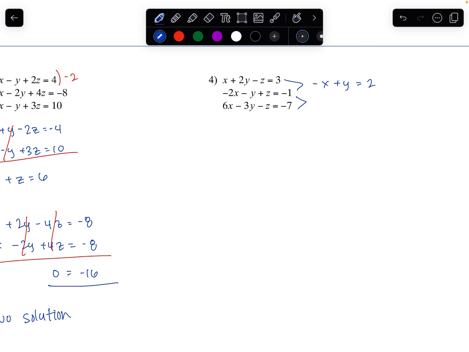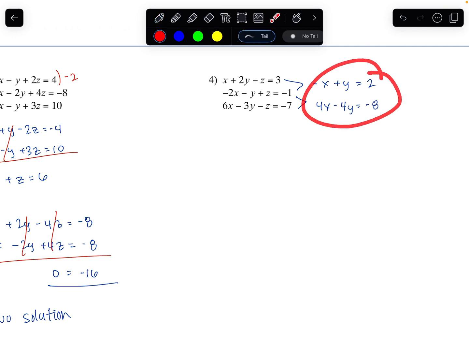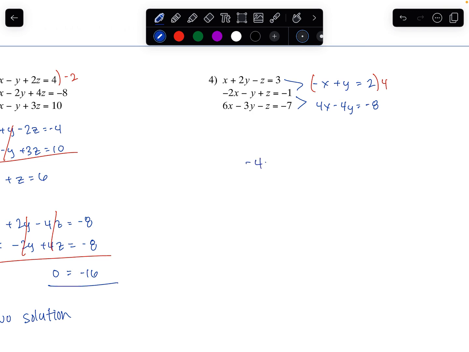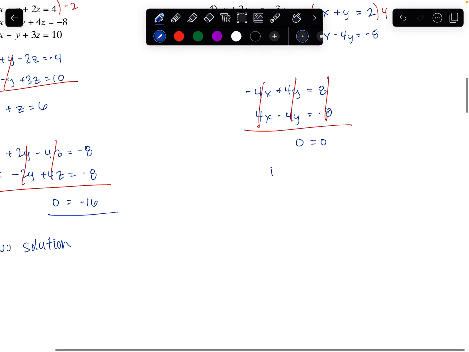Then I'm going to add these together. That's going to give me 4x minus 4y equal to -8. Okay, so I'm going to just multiply this by 4. Get rid of the x's there, right? Multiply that by 4. -4x plus 4y equal to 8. 4x minus 4y equal to -8. And add them together, and you'll notice those cancel. Only this time, everything cancels. So I end up with 0 equals 0, which is an infinite solution.